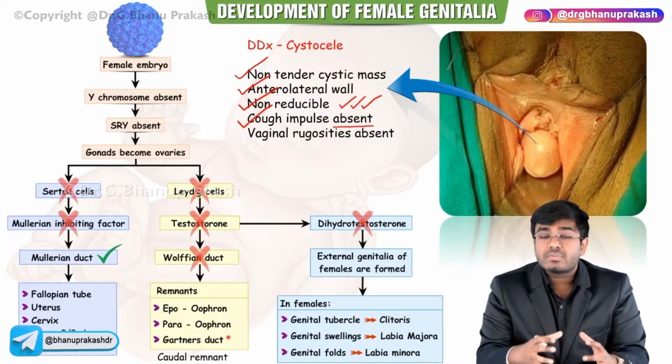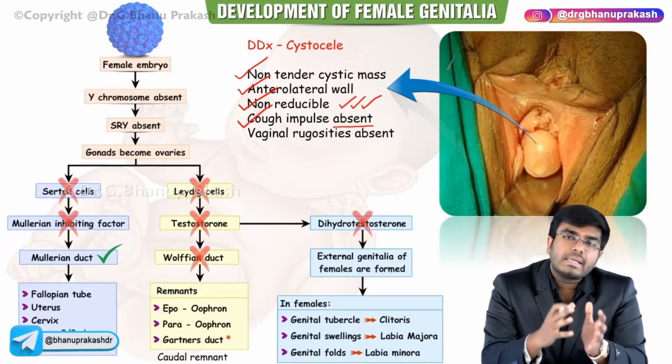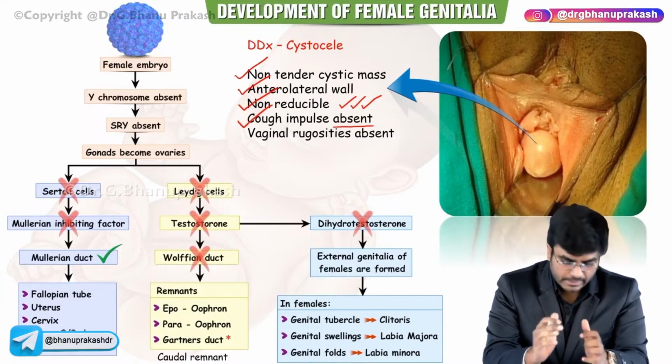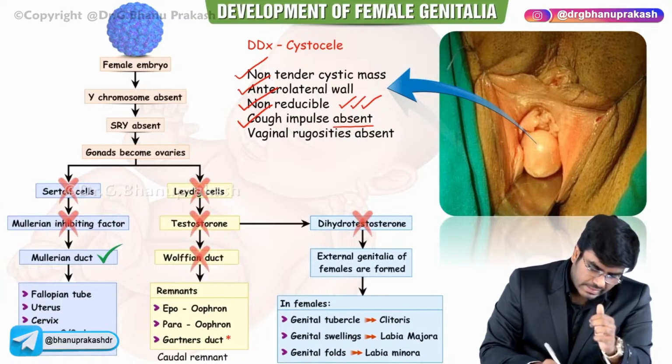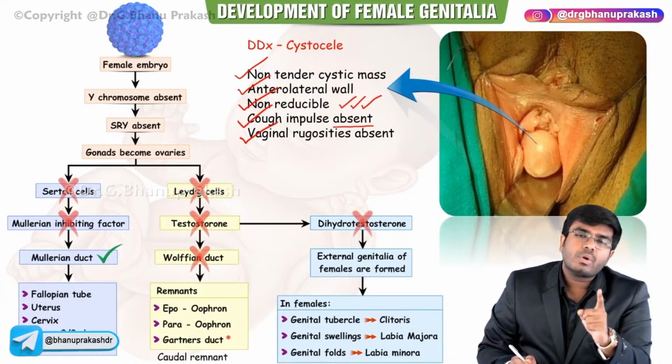Why am I stressing so much? Because you will definitely get a question from this area: Gartner's duct cyst, how to differentiate it from the cystocele. Very, very important. Now, vaginal rugosities are absent if it is a Gartner's duct cyst.